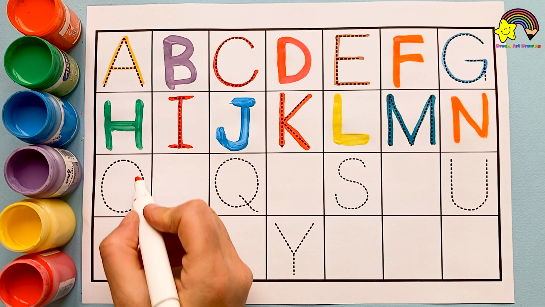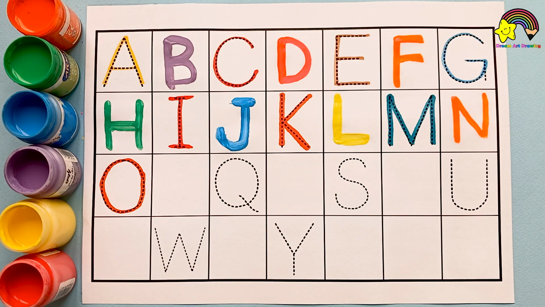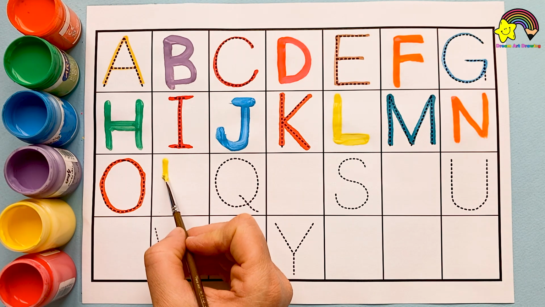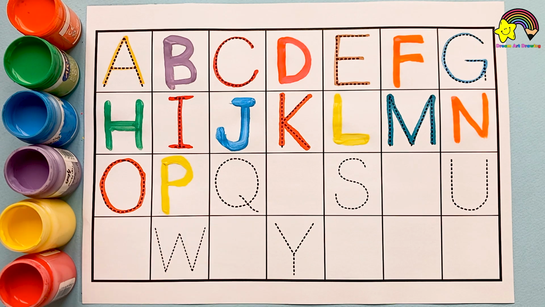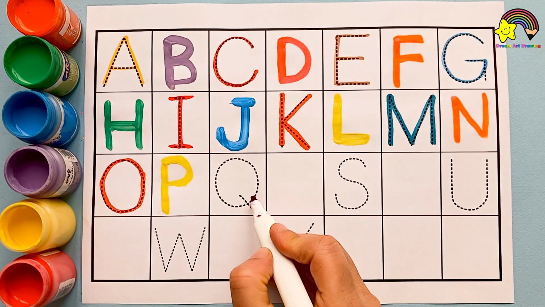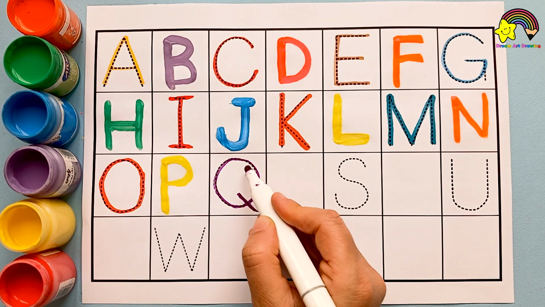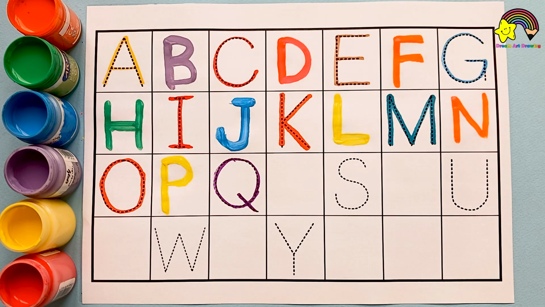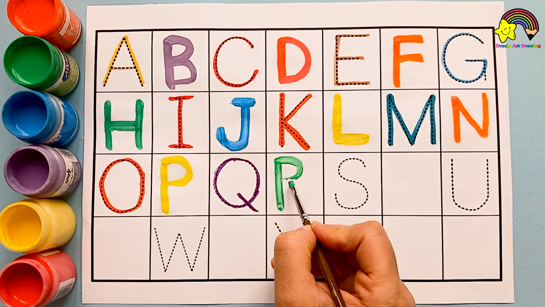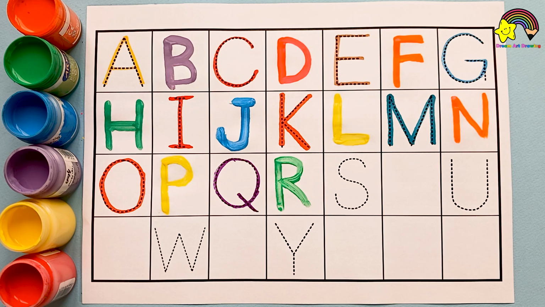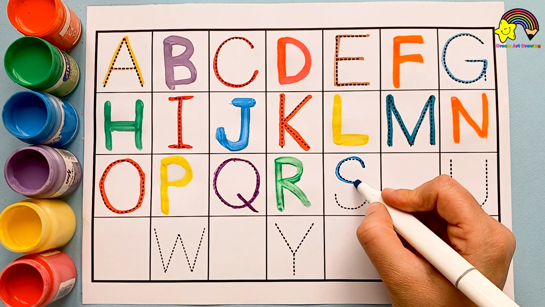Red color. O for octopus. Yellow color. P for pig. Purple color. Q for queen. Green color. R for rabbit. Blue color. S for sun.